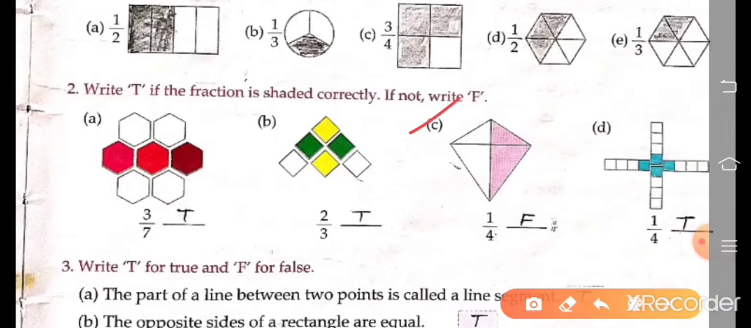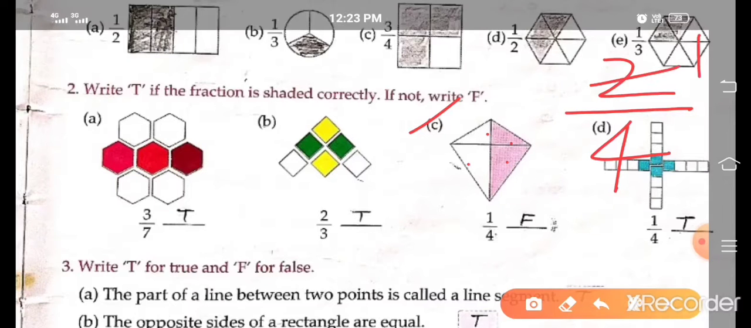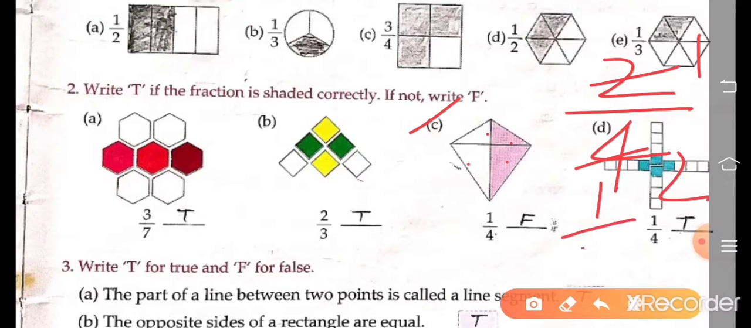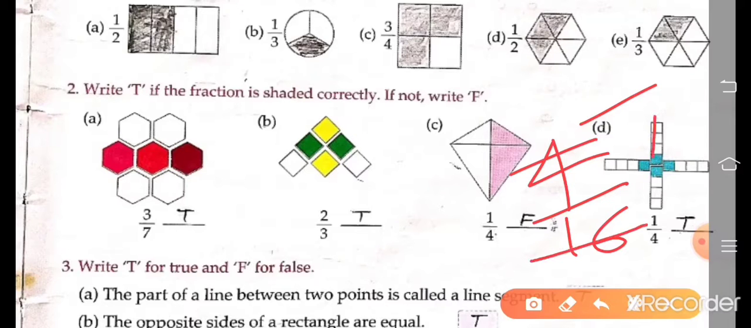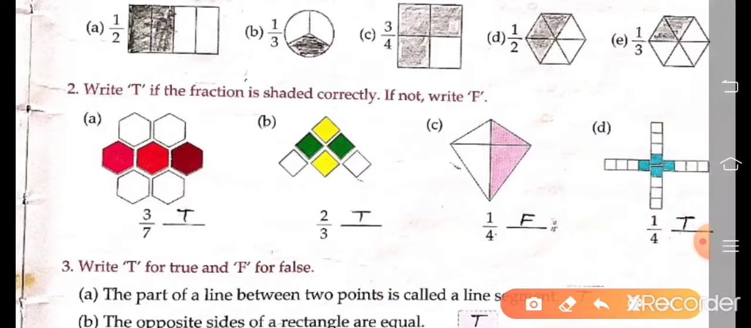Now C part, 1, 2, 3, 4. 4 parts are here and 1, 2, 2 are colored. So 1 2s are 2, 2 2s are 4. Means 1 by 2. But here 1 by 4 is written. So this is false. Now the D part, 1, 2, 3, 4, 5, 6, 7, 8. Total 16 parts are here and 4 are colored. 4 1s are 4, 4 4s are 16. Means 1 by 4. So this is true.